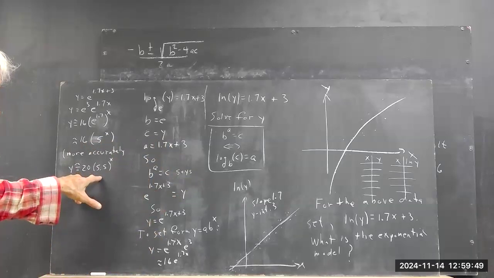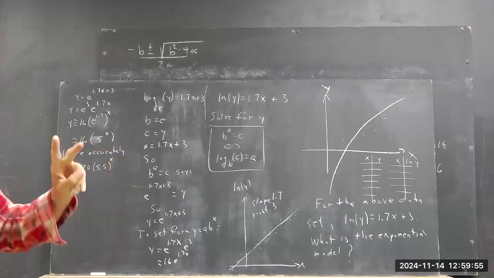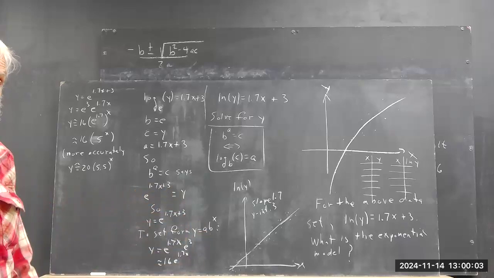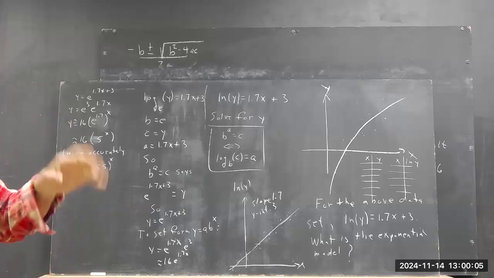And I think that's an accurate calculator result to two significant figures on each number. Okay, well, that's the process. Now, let me point out two things on the homework.